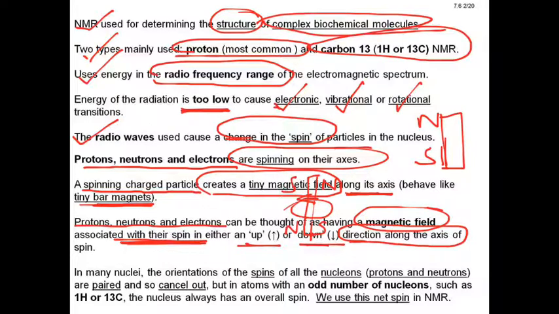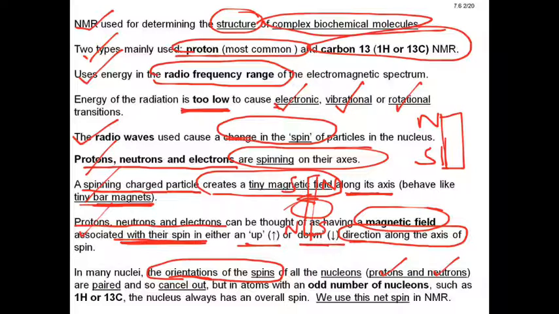Now, here this is an important bit. We've done that bit, we've done that bit, we've done that bit. Now, this last bit on this page is pretty important. In many nuclei, the orientations of the spins of the nucleons, that's the protons and the neutrons, are paired. In other words, have you ever tried to line up two bar magnets so that both north poles are sitting right next to each other? It's not going to work, because they repel each other and it takes a lot of energy to keep that orientation.